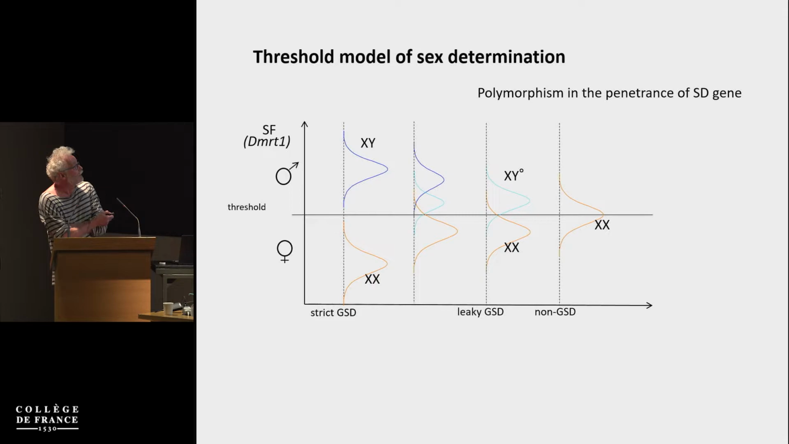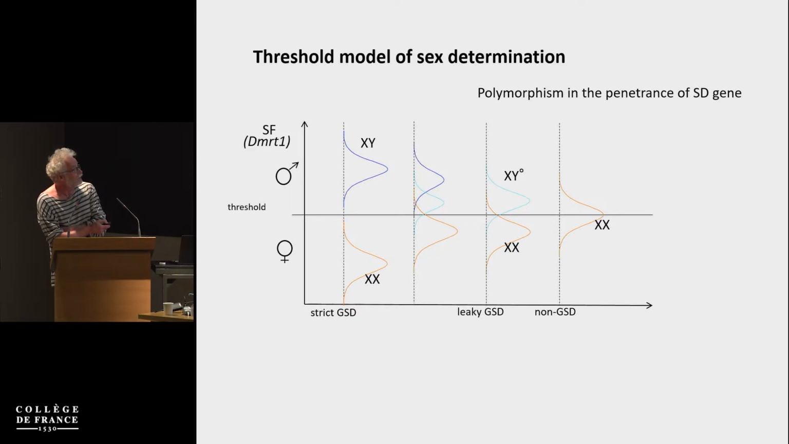If you are above the threshold, you develop as male. If you are below the threshold, you develop as female. And so if the expression of DMRT1 on the Y is much higher than on the X, then you will end up with a situation where all the XY are above the threshold and the XX are below threshold. So XY individuals always develop as males and XX as females. So you have strict genetic discrimination.